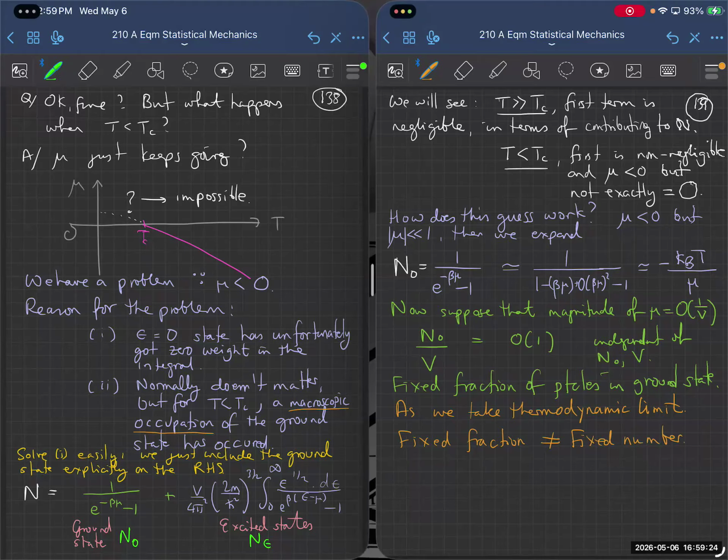If you tell me I've got 100 particles in the ground state and I make the system size go to infinity, I can ignore the ground state. If you tell me that there's always going to be a fixed fraction of particles in the ground state, as I make the system bigger, the number of particles in the ground state also grows. And so it's always occupied in a way that is a fixed fraction of the number of particles in the system. So let me come to your question in a second.